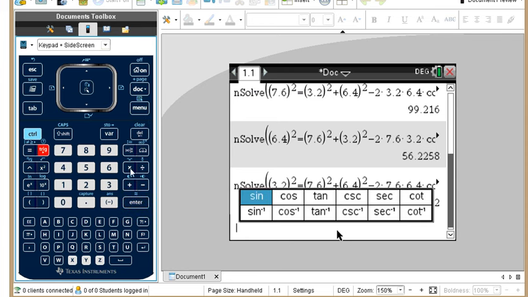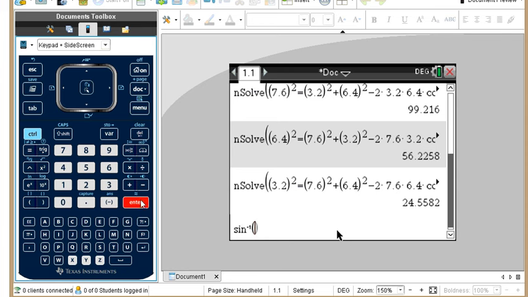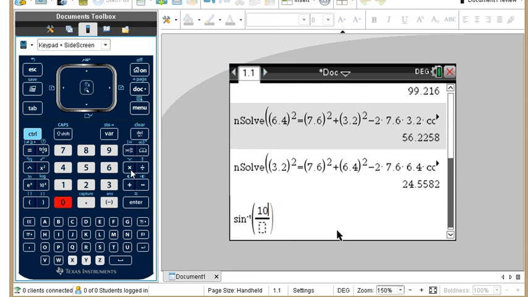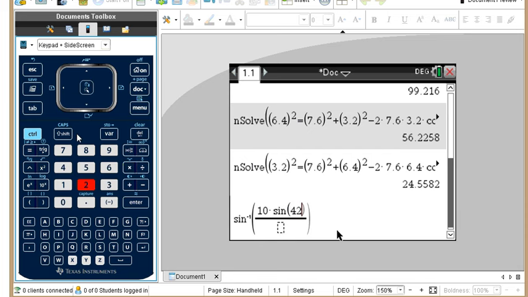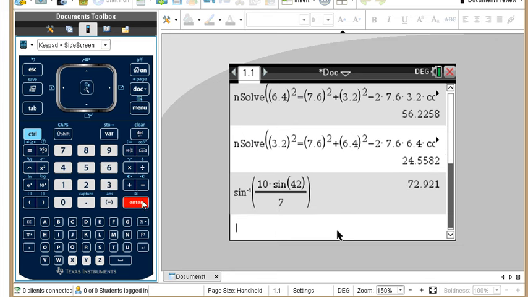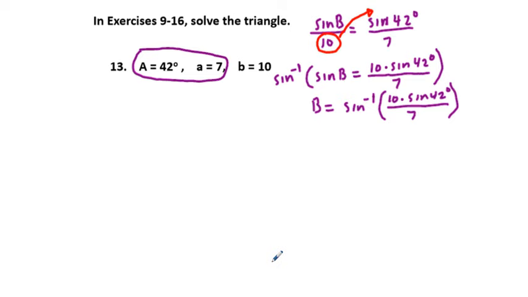Inverse sine, and we have 10 times sine of 42 degrees over 7. And there we have 72.921 degrees. Okay, so that's angle B.